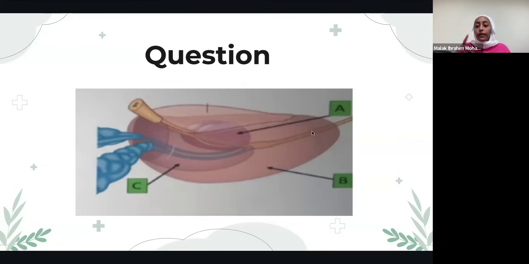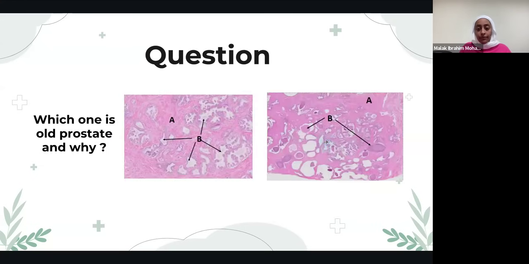Firm is benign prostatic hyperplasia. If they said hard, it's prostatic cancer. So hard is prostatic cancer, and firm, like this one, is benign prostatic hyperplasia. If you touch this area and it's hard like this, it's prostatic cancer. Okay, the next question. Which one is the old prostate and why?